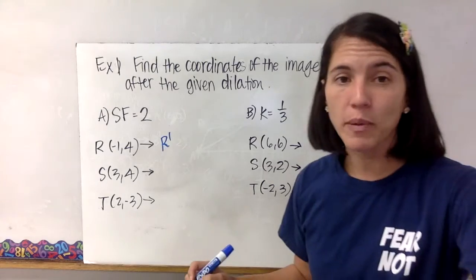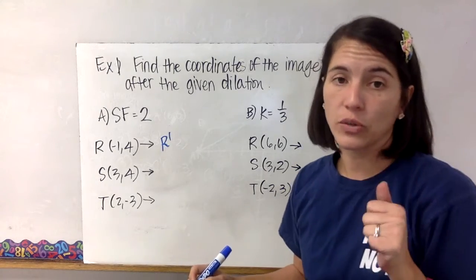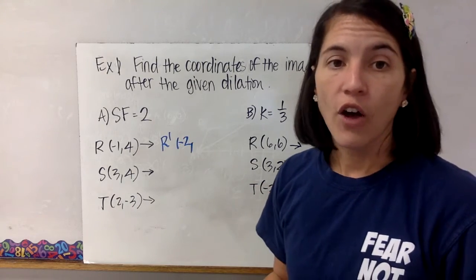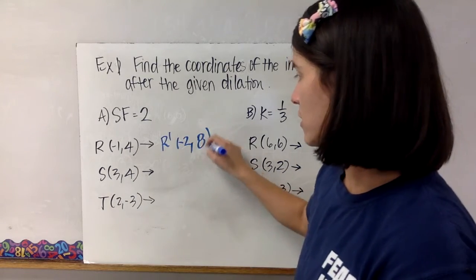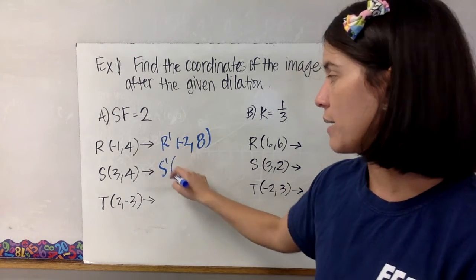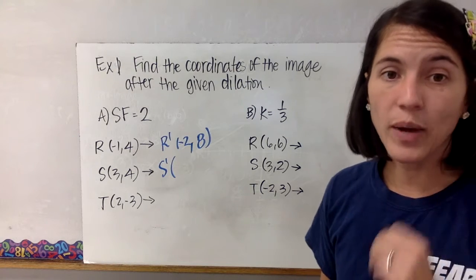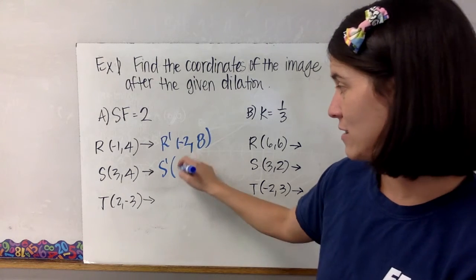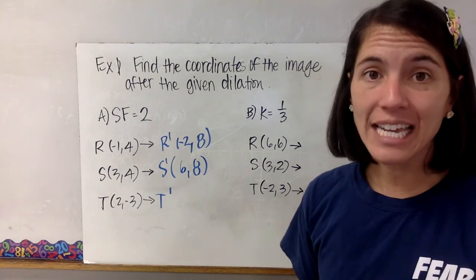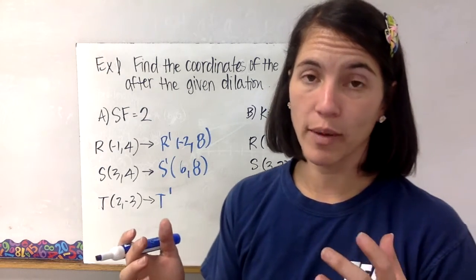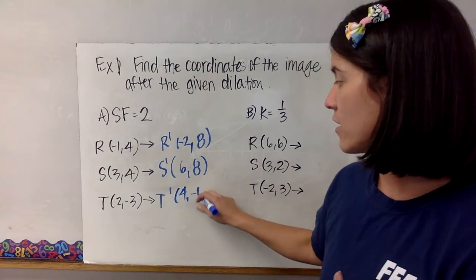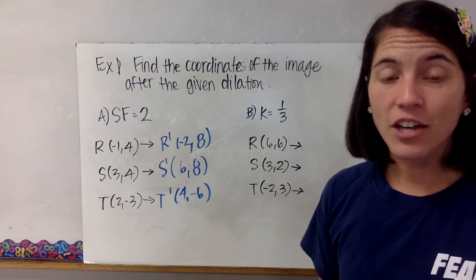R prime, we have to multiply all the coordinates by 2. So R prime, negative 1 times 2, negative 2. 4 times 2 is 8. So those would be the new coordinates of R prime. S prime, multiply them both by 2, and S prime would be 6, 8. Multiply the coordinates of T by the scale factor of 2, and T would be 4, negative 6. So that is how you find the new coordinates.